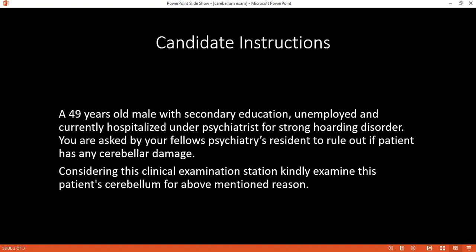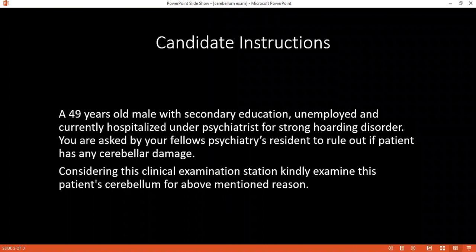Okay. I have examined a 49-year-old male that has an ataxic gait, dysdiadokinesia, and intention tremors. He also has hyporeflexia and hypotonia in his muscles.